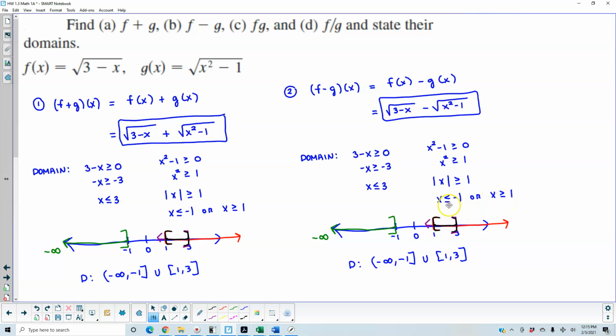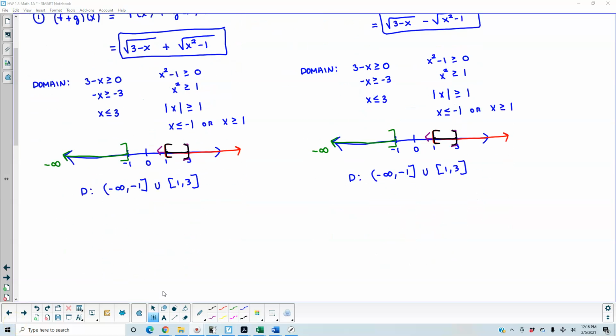So again, we know that x less than or equal to negative 1 is a bracket going towards negative infinity from negative 1. And then we know that x greater than or equal to 1 has a bracket at 1 and going to the right. And then x less than or equal to 3 has a bracket at 3 going to the left. So we have the domain here of negative infinity to negative 1, including negative 1. And then the intersection is bracket 1 comma 3.